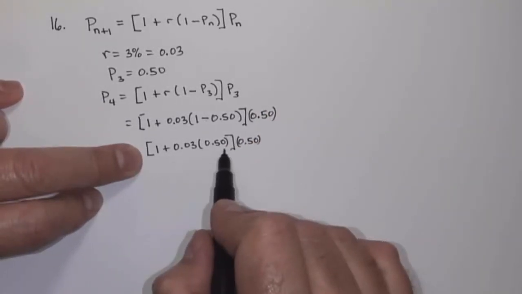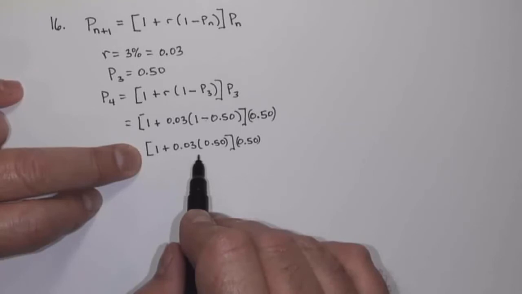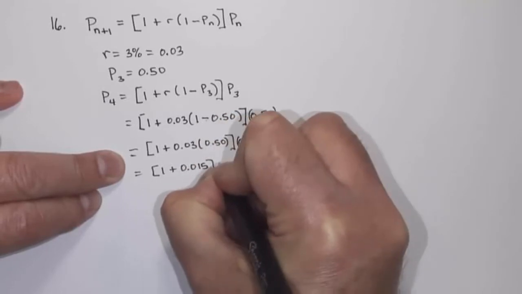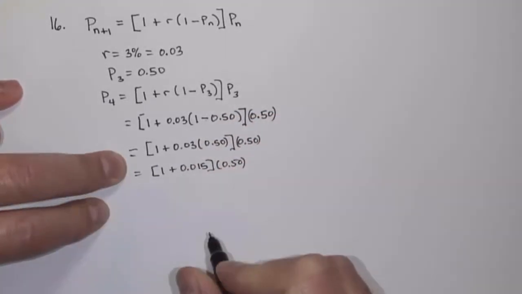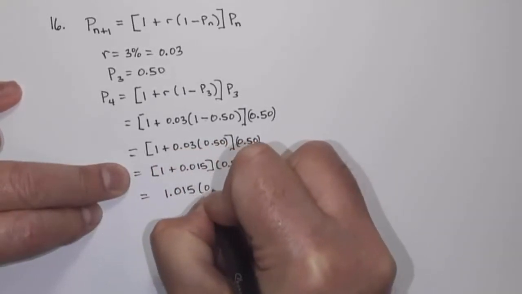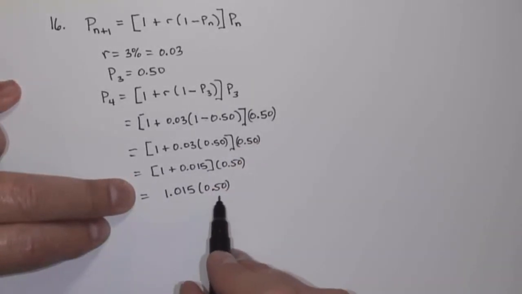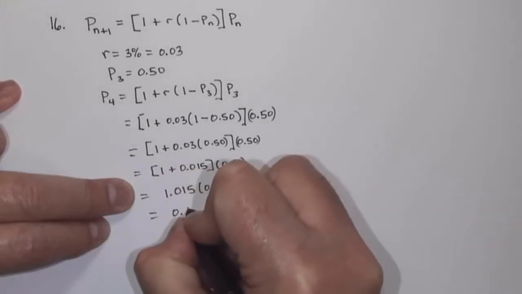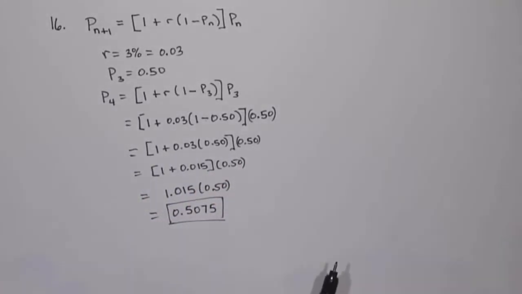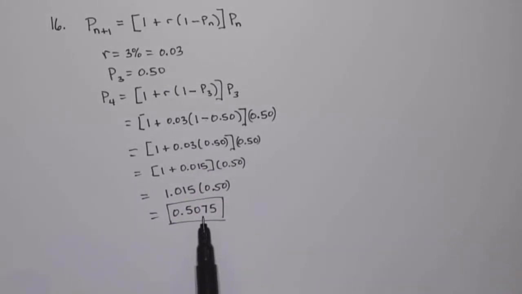So inside the brackets, I got to do the multiplication. 0.03 times 0.50 is going to be 0.015. So I have 1 plus 0.015, and 1 plus 0.015 is 1.015, and that still times the 0.50. And if I take 1.015 times 0.50, that is 0.5075. So if P of 3 equals 0.50, then P of 4 is going to equal 0.5075.